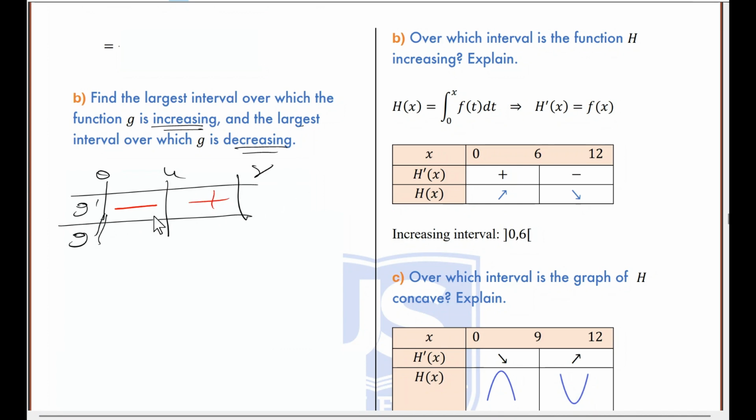So if the function's derivative is negative, meaning the slope is negative, then the function is decreasing. If the slope is positive, then the function is increasing. So our increasing interval is from 4 to 8, while our decreasing interval is from 0 to 4. So this is a nice question. This is a combination of chapter 4 section 1 and chapter 5 section 2. So we are done with this section.